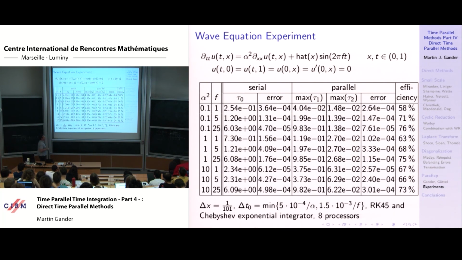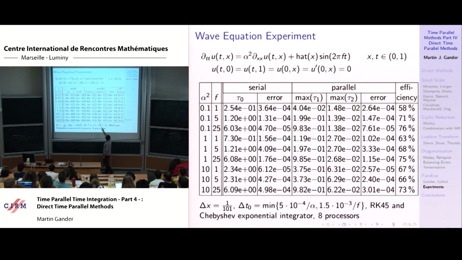It has extremely good efficiency. For a wave equation, it's very hard to get efficiency at all. Here you see a table of many numbers. Here is the serial cost, and here is the parallel cost of the model problem above. You see it's a wave equation with wave speed alpha. It has a hat function that oscillates as a source. And we use different wave speeds here, different frequencies for the oscillation. And the sequential cost of just solving to a given accuracy, which is 10 to the minus 4, is given here. That's the sequential cost. And here you see the parallel cost to get to the same error level.